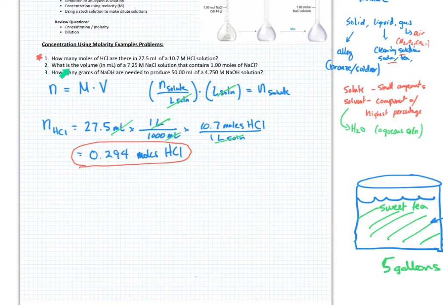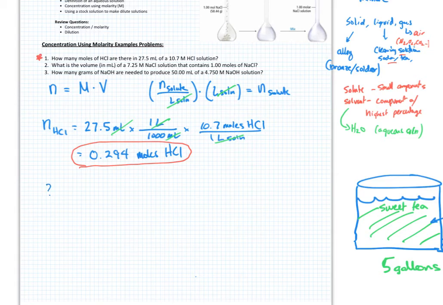Okay, second type of problem. What's the volume in milliliters of a 7.25 molar NaCl solution that contains 1 mole of sodium chloride? What this is saying is, if I had a liter of sodium chloride solution, there would be 7.25 moles in that liter. But what if I only want a mole for my reaction? Well, I don't need a liter, I need less than a liter. So using the molarity, I can calculate what volume I need to actually get 1 mole of sodium chloride.